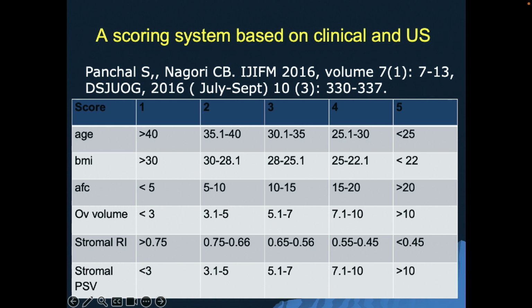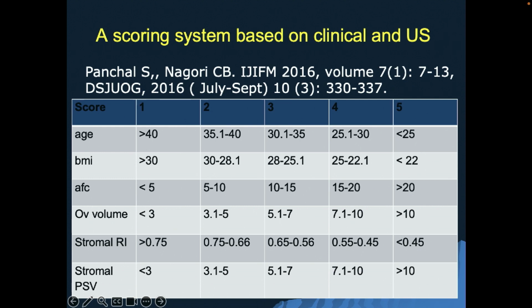So what is to be done is this, and it is very, very simple. You only have to do a baseline scan. On the same day, you are going to document age and BMI. After that, you would find out the antral follicle count, volume, ovarian stromal RI and PSV. If you are going to do an IUI cycle, only the ovary which has better flows is to be taken into consideration for the decision. And if it is an IVF, you take a mean of 2. Put the values into the table.